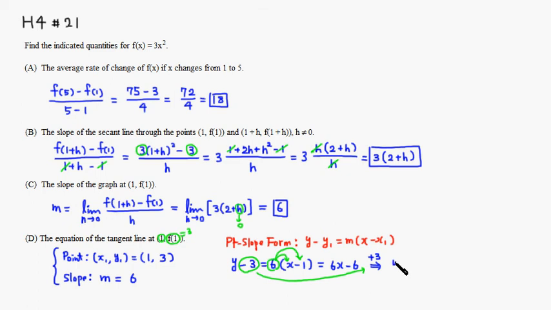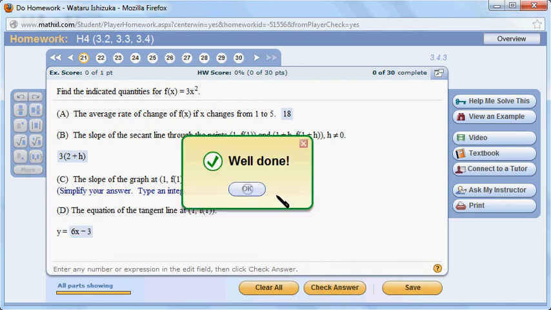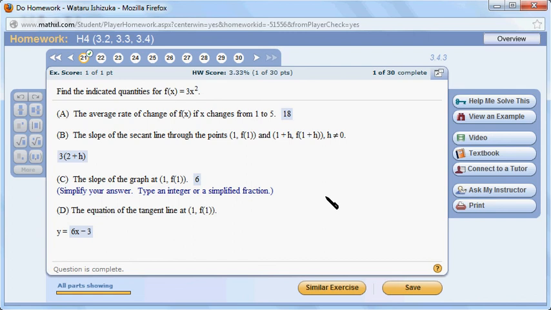We get y is equal to 6x, and then we have negative 6 plus 3, so it's going to be negative 3. So this is the equation of the tangent line we're looking for. All right, so let's type it in. That was 6x minus 3. Let's check. All right, we got that. That's it. I hope that this was clear.